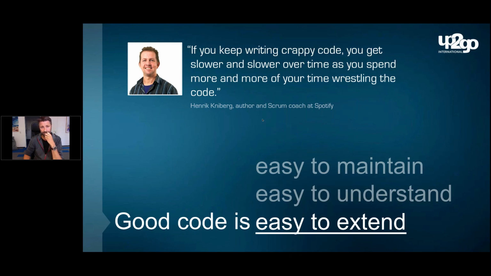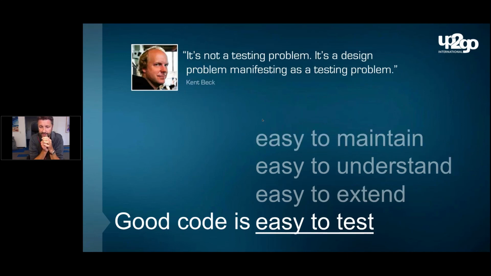And he says, if you keep writing crappy code, you get slower and slower over time, and you're basically just wrestling with the code. And that's not what we think agile is. Agility means whenever a new idea comes up, you can really just build it into the system, and this really means your software needs to be extendable. There must be tests in place, you can refactor code, and this means extendability is key. To extend software, you must have tests in place.